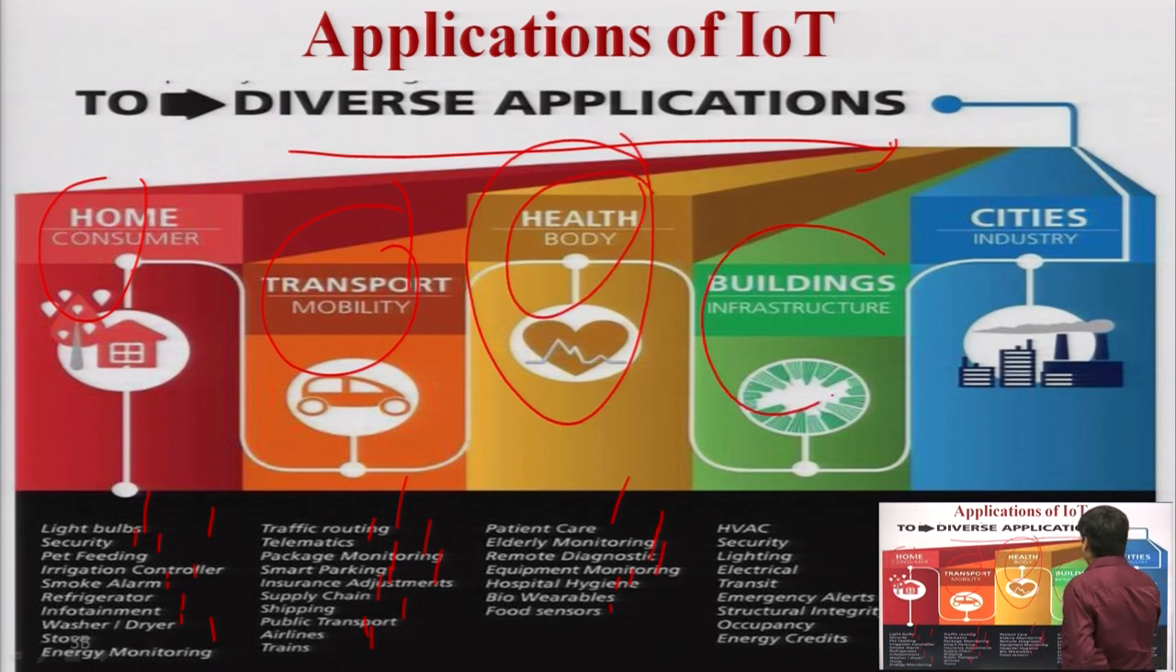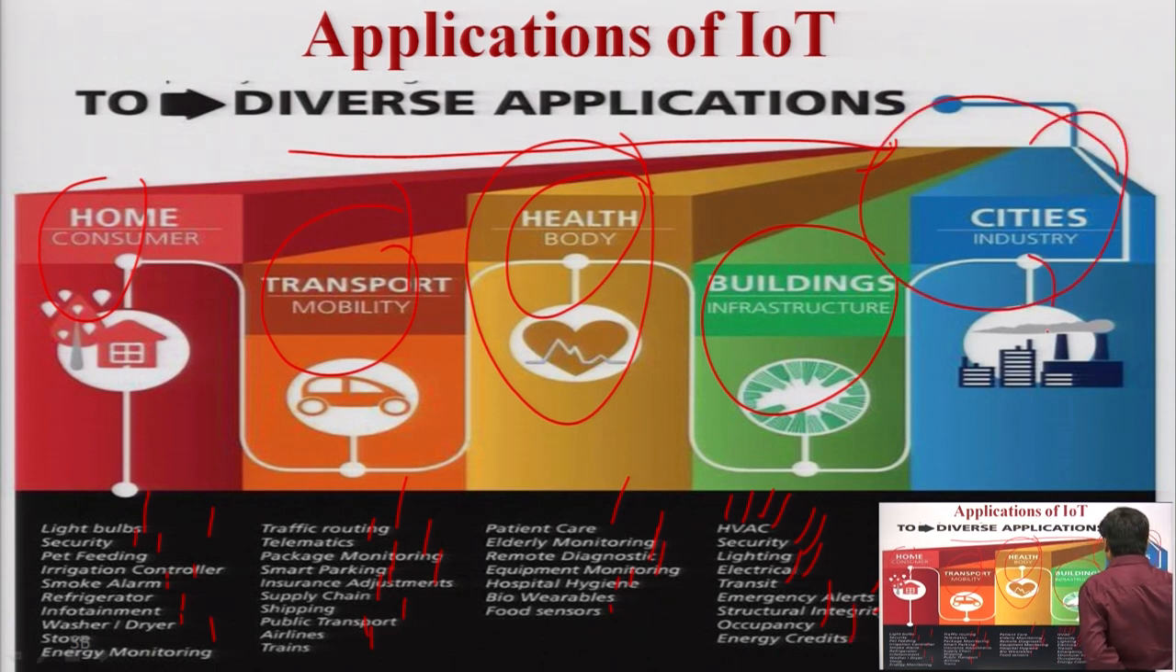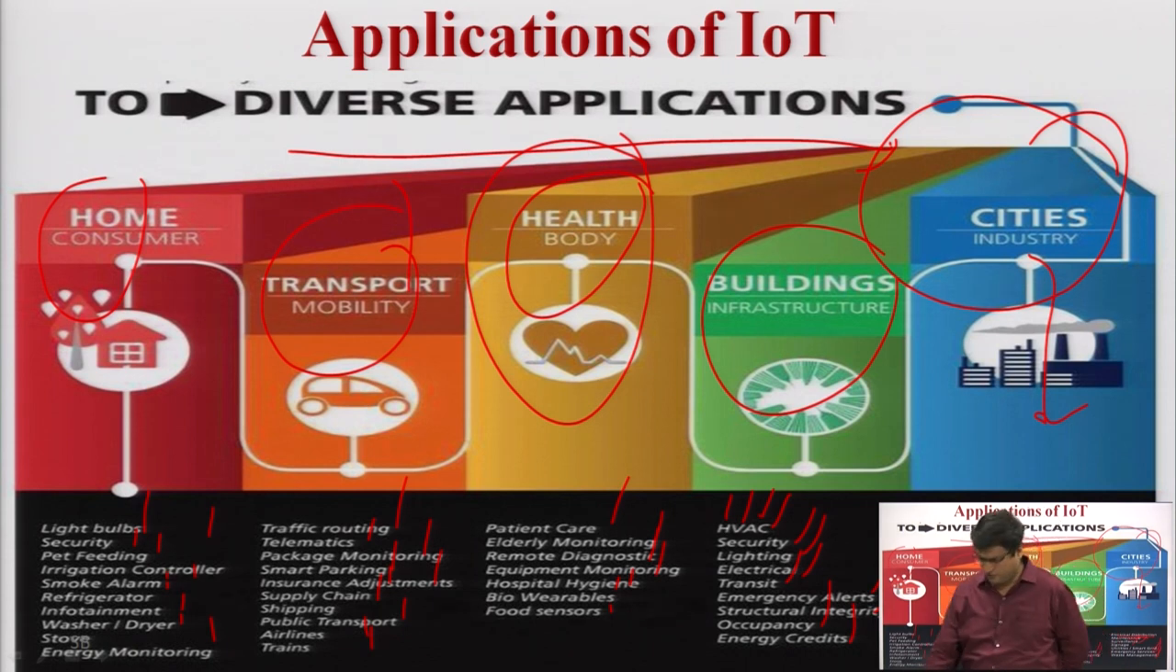Building infrastructure, smart buildings: we can use it in HVAC, heating, ventilation and air conditioning, security, lighting, electrical, transit, emergency alerts, structural integrity, occupancy, energy credits. In smart cities and smart industry: maintenance, electrical distribution, surveillance, signage, utility, smart grid, emergency services, waste management. We can use it in many applications. There are diverse applications where we can use IoT.